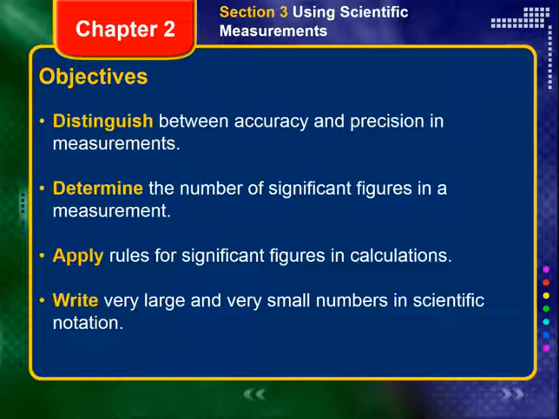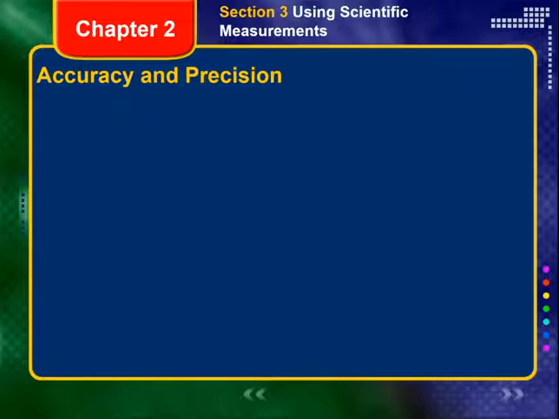Last video we talked about measurements. Then we want to determine the number of significant figures in a measurement, apply rules for significant figures in calculations, and then write very large and very small numbers in scientific notation.